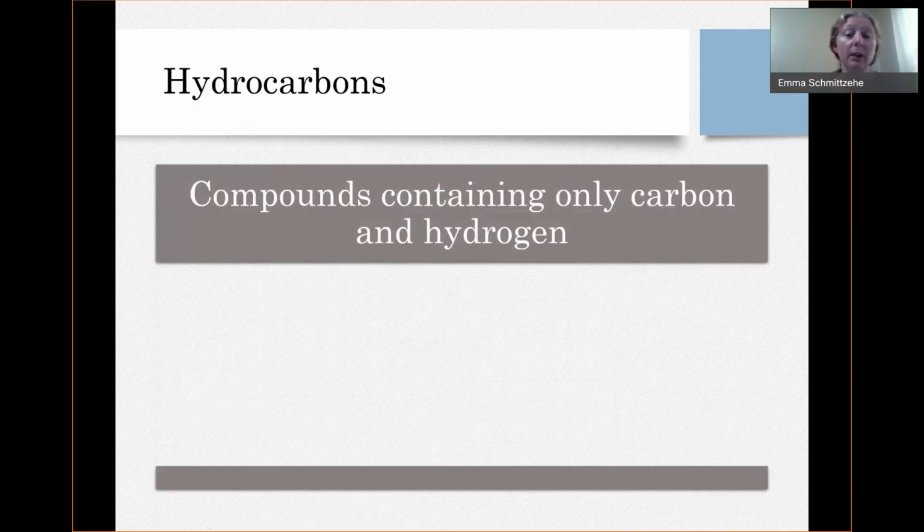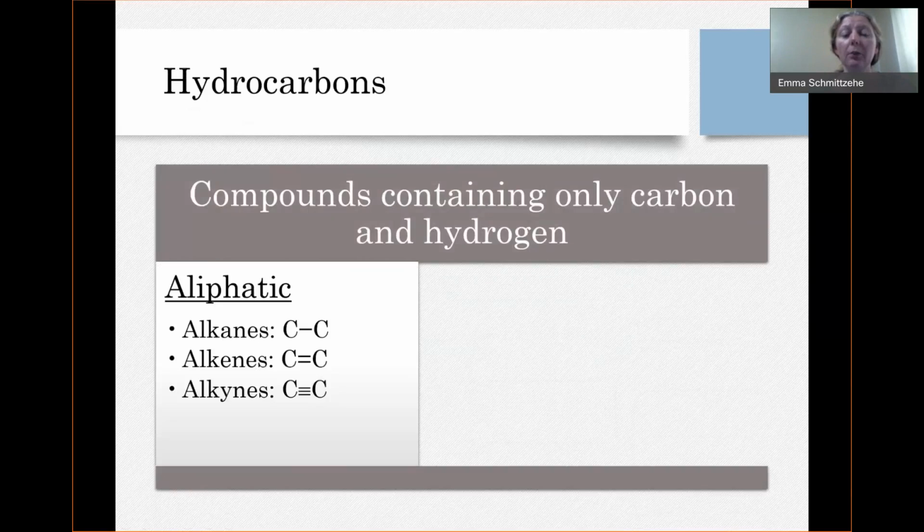Now, the most basic type of organic compounds are hydrocarbons. It's what it sounds like. It's just compounds that contain only carbon and hydrogen. And really, you can break hydrocarbons down into a couple of classes as well. So we have what's called aliphatic hydrocarbons, and that would be alkanes, alkenes, and alkynes. Those terms refer to what type of carbon-carbon bonds are in the structure.